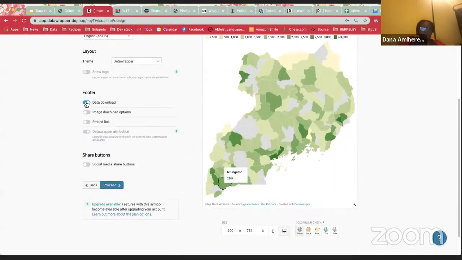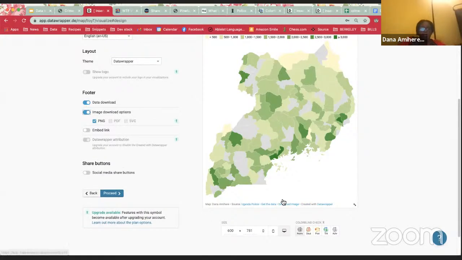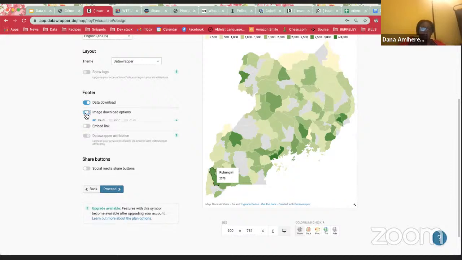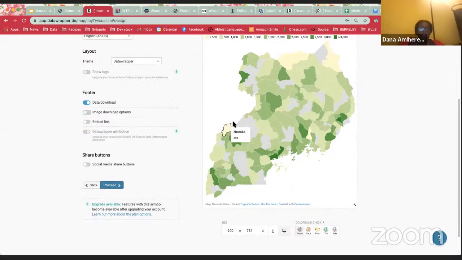You have some options, so you can tell it if you want people to be able to download the data, download an image, or embed the map themselves. I turn all of those off. I just allow them to download the data, in the form of what you actually put into the map. So it'll download a spreadsheet of what you copied and pasted into Datawrapper to make the map. And then we go to proceed.